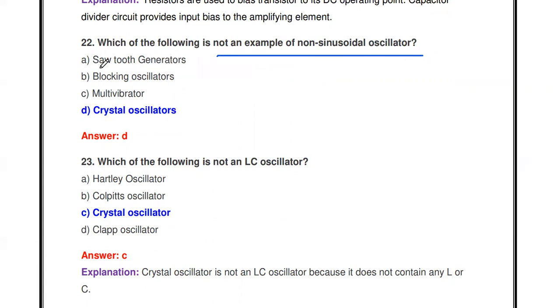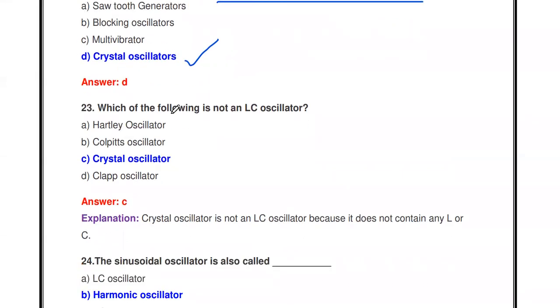So sawtooth, the name itself is the answer: the circuit generates a sawtooth waveform. Blocking oscillator generates spikes and triangular waveform. Multivibrator is used to generate square wave, rectangular wave. So these 3 are non-sinusoidal oscillators. But the crystal oscillator is a sinusoidal oscillator. Okay, so that's why this is not an example of a non-sinusoidal oscillator, since this is a sinusoidal oscillator.